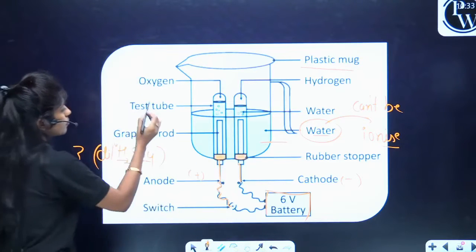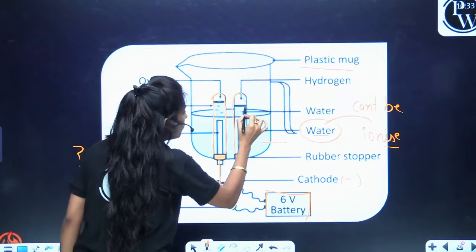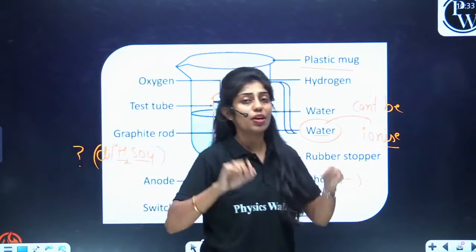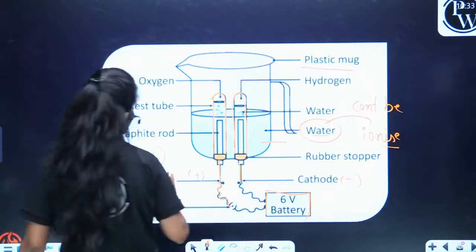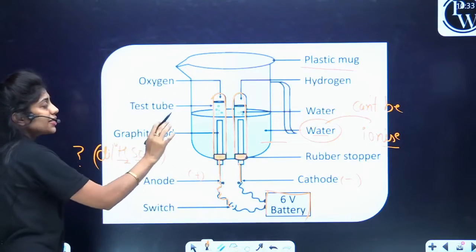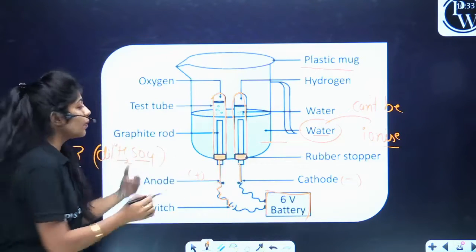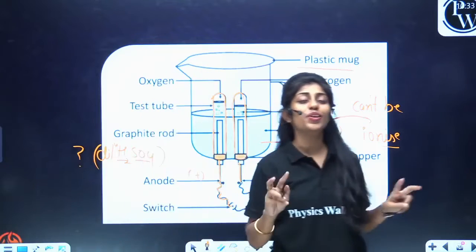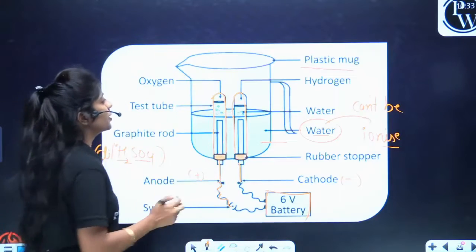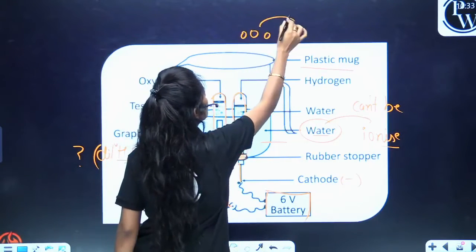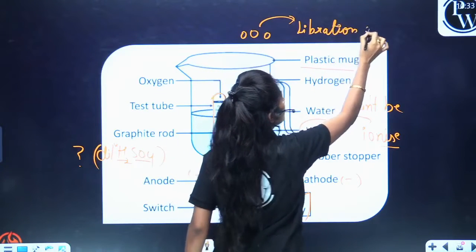Next we have these two test tubes which are inverted. I will have two test tubes filled with water, and I will place them in an inverted way on these two electrodes. Now everything is clear in the apparatus. Now what will we do? Now the electric current is passed. What will happen? Bubbles will be formed at these two electrodes, in these two test tubes. So that is the observation. What are these bubbles representing? Liberation of gas.